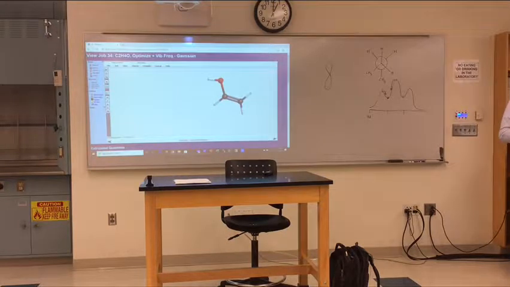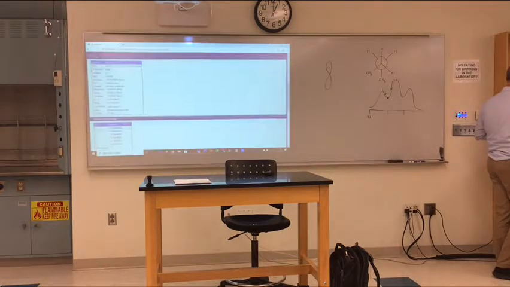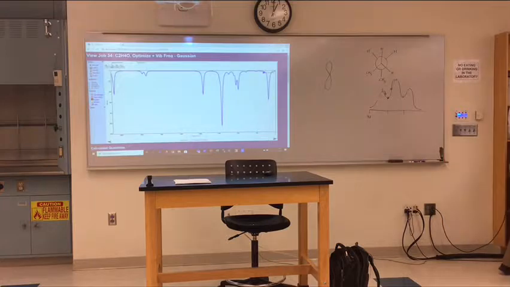But don't do that until we get more familiarized with methods and basis sets, because you can tie up the server for months otherwise. Okay, so we can stop the animation. We can go down, look at other vibrational modes, or here we can click and it'll actually show what the IR spectra should look like for that molecule. Okay? So, this is what we're going to be doing next week.